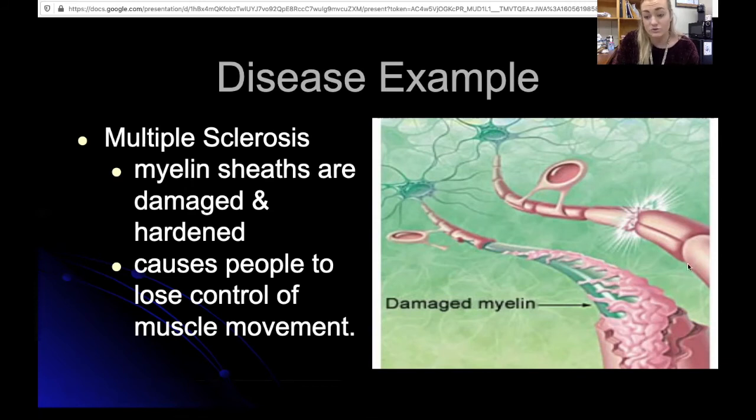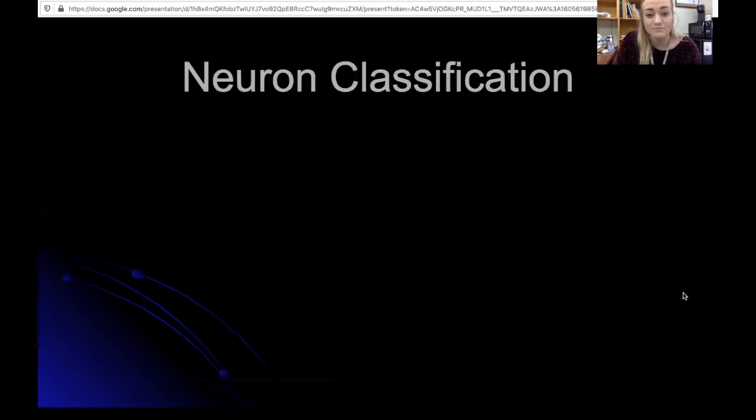We are going to do a project later on, probably after we get back from Thanksgiving break, where some of you may be looking at multiple sclerosis in a little more detail. If that's interesting to you, great, let me know, and that might be one that you can do this project on. But that's one of the many neurological disorders that we are going to discuss in this unit.